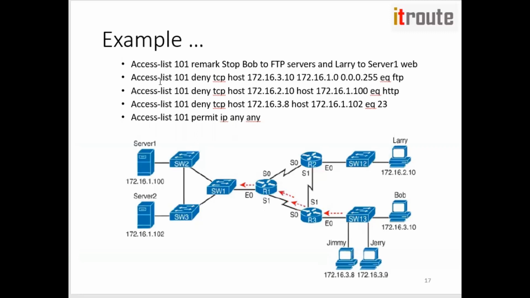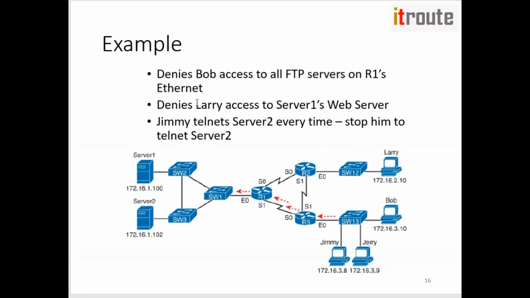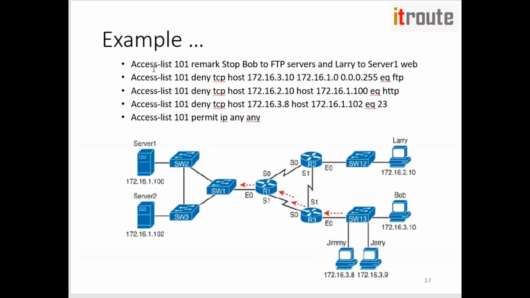Now look at how to write down this information. If we write access list 101 remark, stop Bob to FTP servers and Larry to server 1 web. What is a remark? A remark is kind of like a description. You write down some description: stop Bob to FTP servers and Larry to server 1 web.